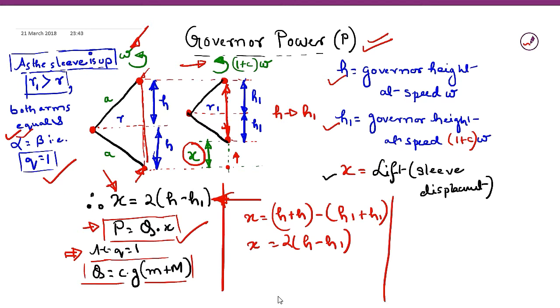Okay. So if we derive this equation, since we know the expression of q, we just have to find out this x. But to find out x, we first have to know what h minus h1 is. Let's derive this h minus h1.